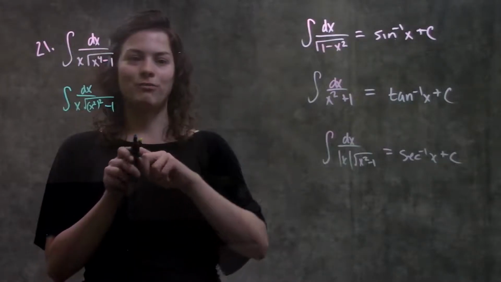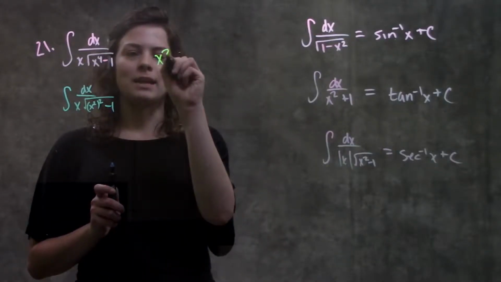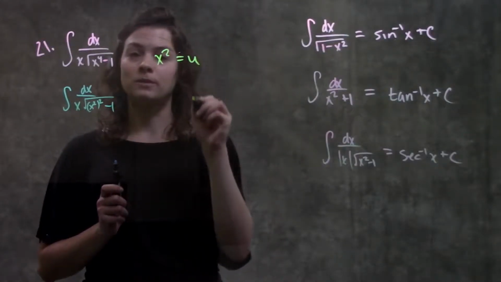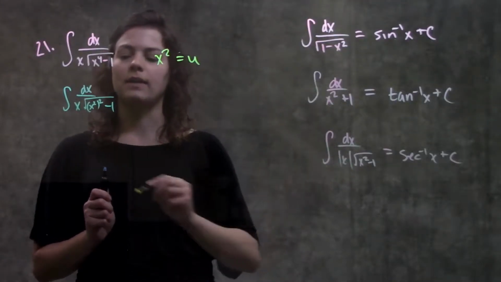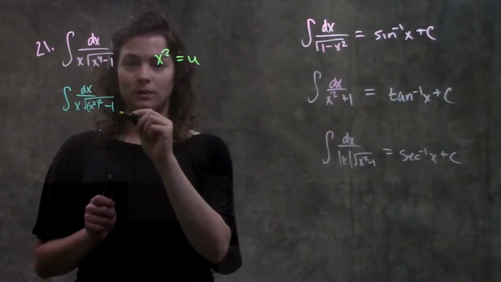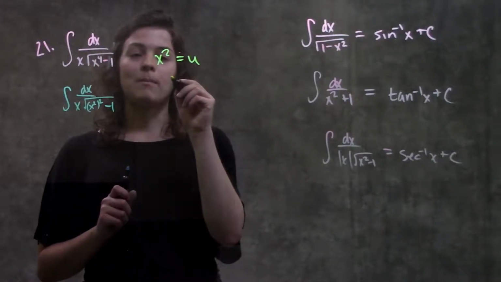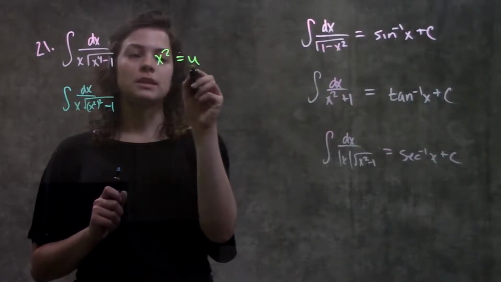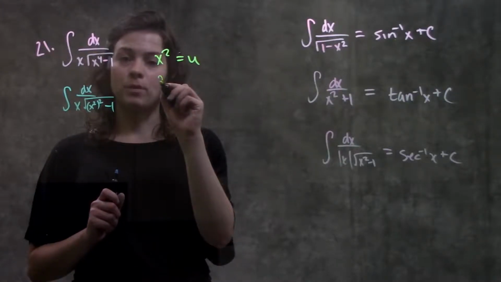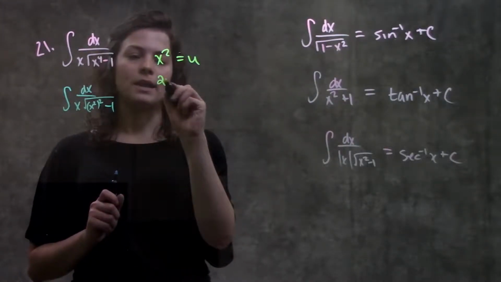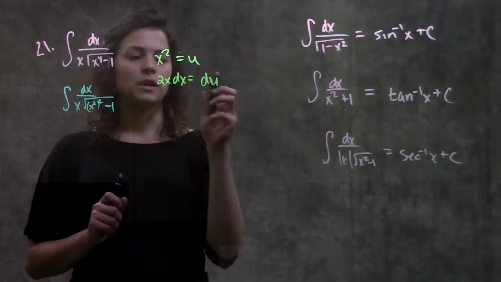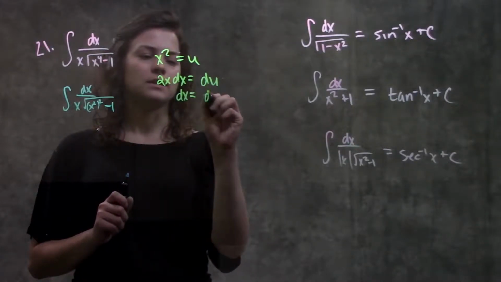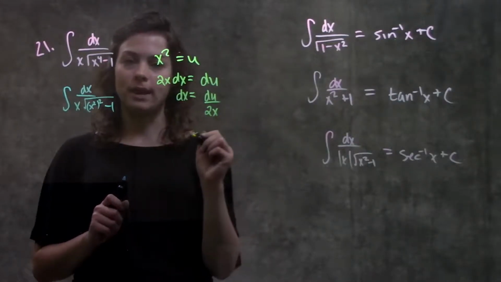I can use my good friend u-substitution, and I can set this x squared equal to u, so that when I plug it back in, it matches my formula exactly. I'll have variable squared minus 1. Remember for u-sub, set some function equal to u. Take the derivative of both sides. On the left side, I get 2x dx is equal to du. Solving for dx, I get that dx is equal to du over 2x.